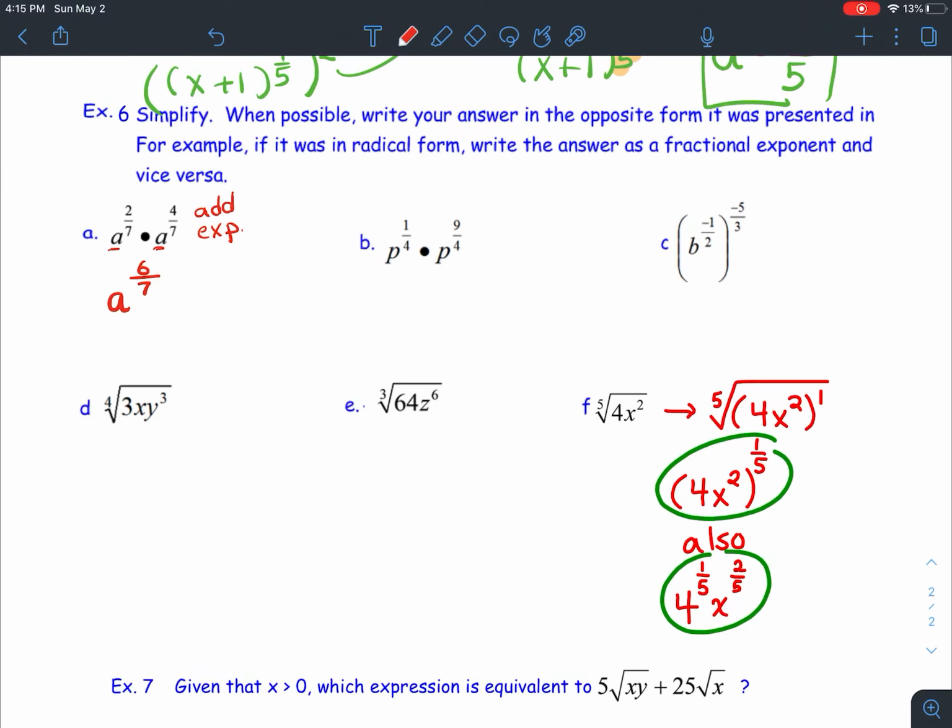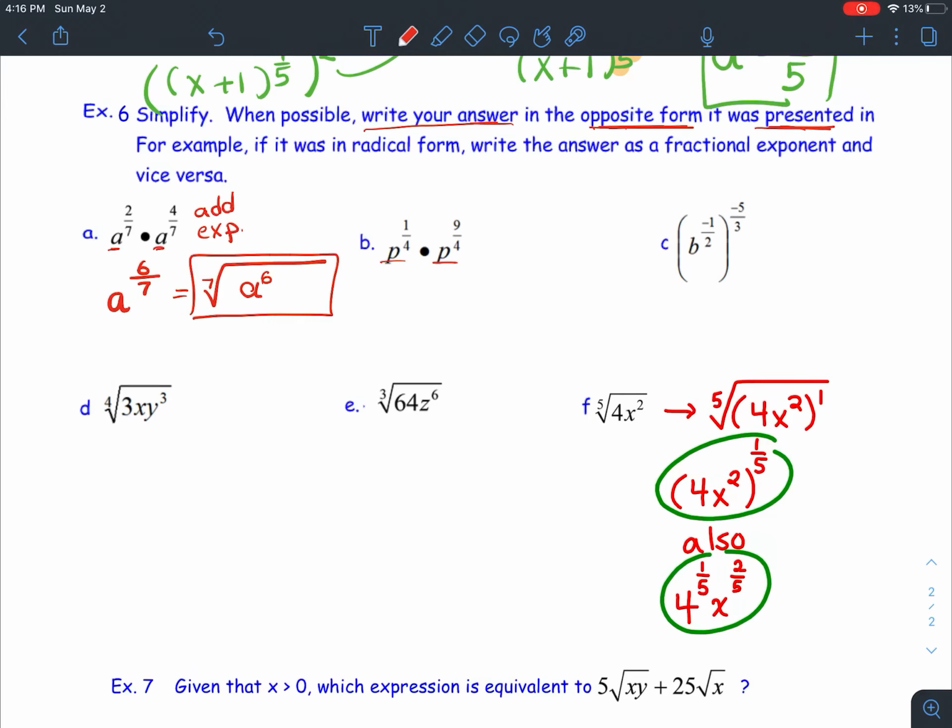Notice it says here that we want to go ahead and write our answer in the opposite form that it was presented. So if it starts out as a fractional exponent, we want to write it as a radical. And if it starts out as a radical, we want to write it as a fractional exponent. So we're going to take it one step further here. Remember, knocking over that tower of blocks, the 6 would be the exponent on the a, the 7 would be the index.